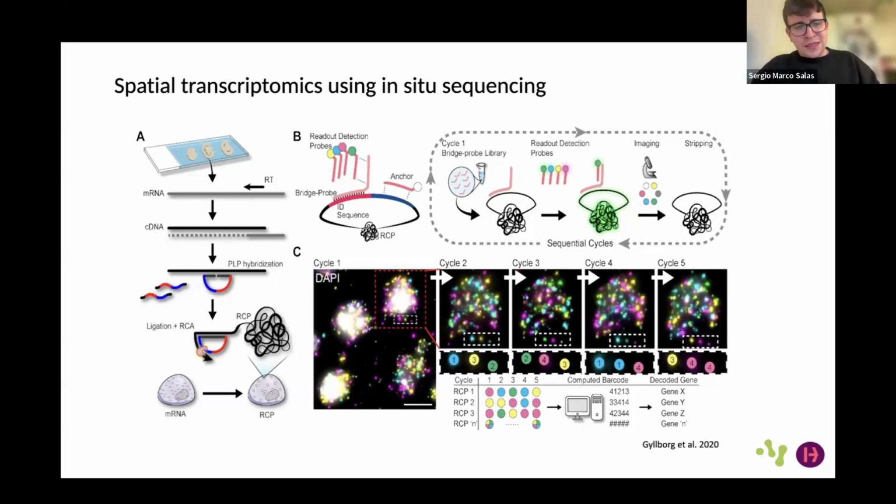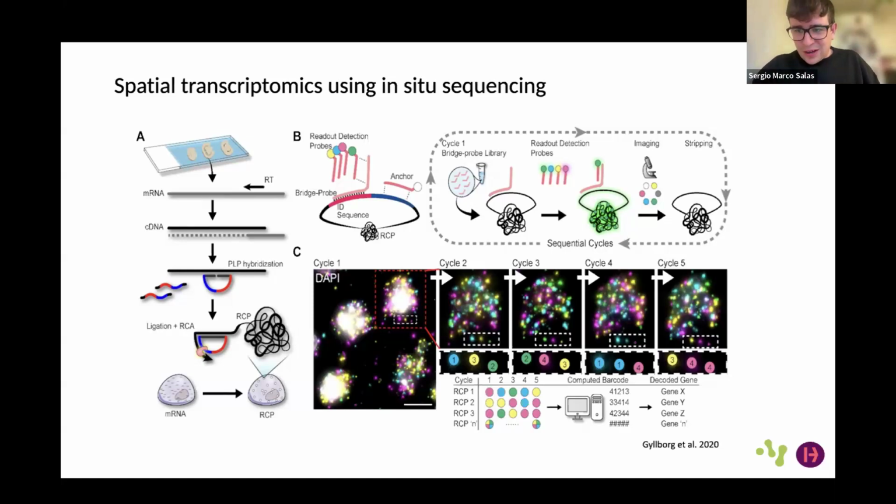And then we are able to generate these molecules in the tissue that we can visualize using iterative cycles of hybridization of fluorescent probes, imaging, and stripping. This method was very popular during the last 5 years, with several iterations of the technology, and it was very successful in creating the first molecular atlases of the tissues.